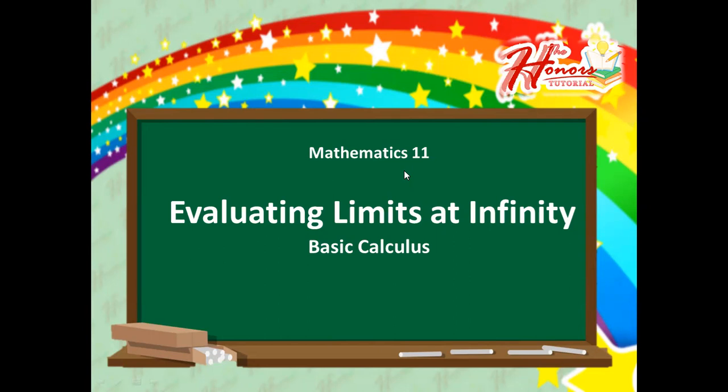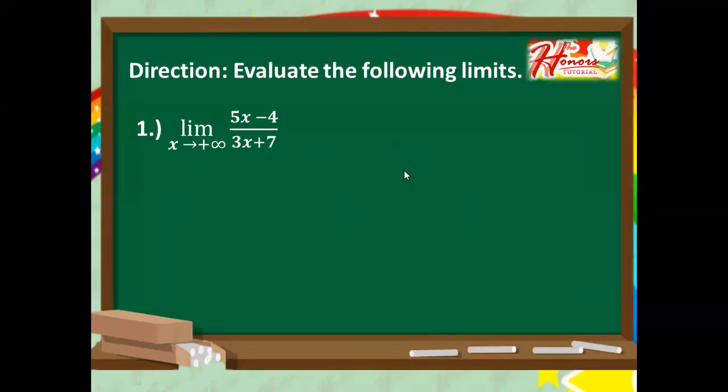Our topic for today is about evaluating limits at infinity. Direction: evaluate the following limits. So this is how you are going to read number 1. Limit of 5x minus 4 over 3x plus 7 as x approaches positive infinity. How are we going to solve for this?